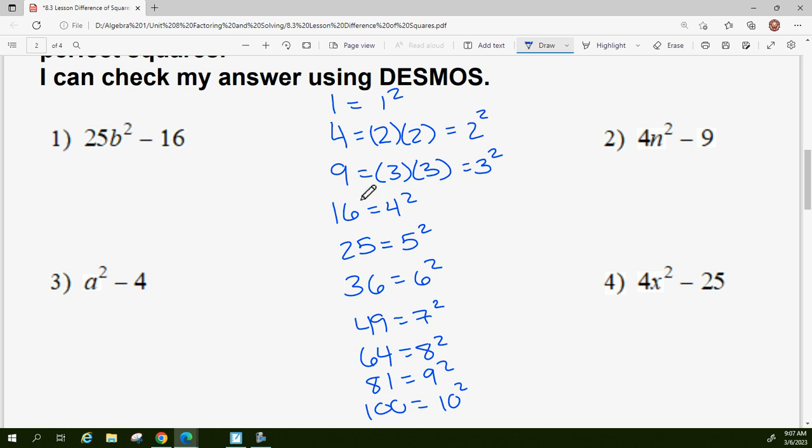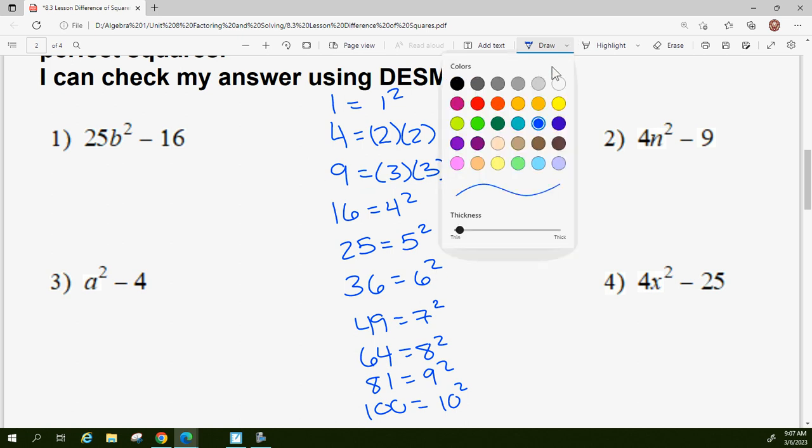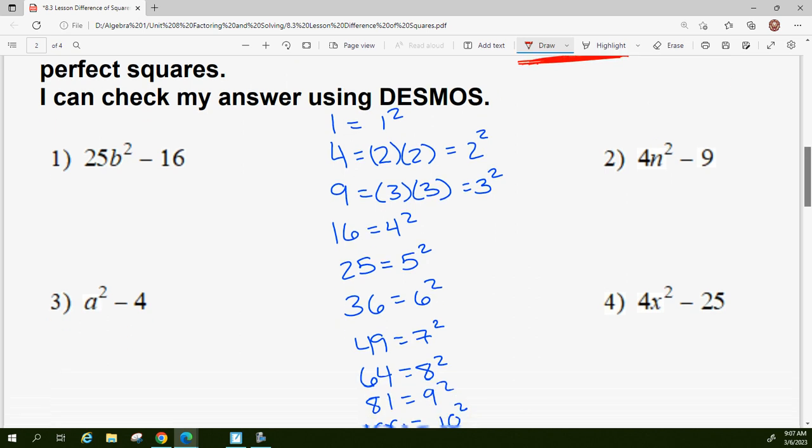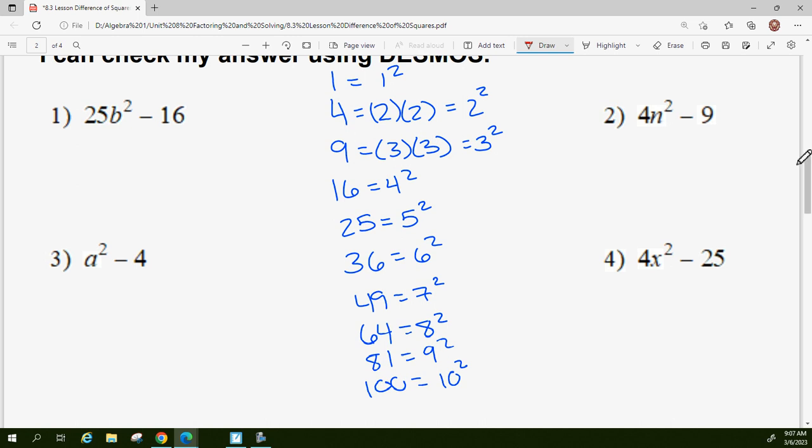But if we notice that we have two terms, like we do in all of these examples here, and subtraction is between them, we are talking specifically today when we have a difference, that means to subtract. When we have a difference between two perfect square terms, we have a special case and we can do something that maybe is a bit easier than what we've been doing. We're going to have two parentheses.